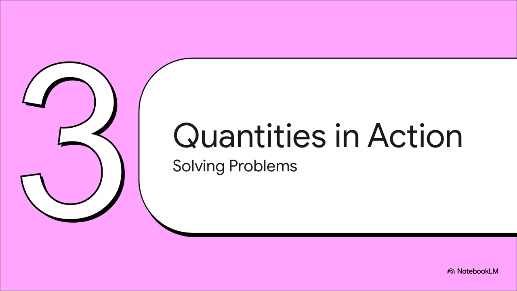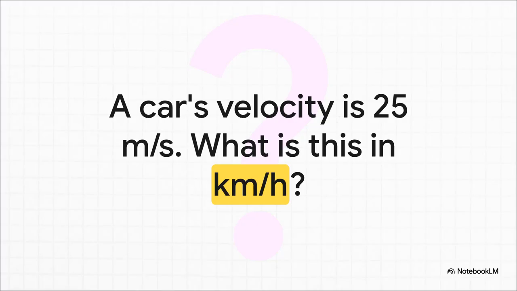All right, enough theory. It's great to know the rules, but let's see how this stuff actually works in the real world. It's time to put these ideas into action and solve a few common problems. Here's a classic one. You're given a speed in meters per second, which is the standard for science, but your brain and your car's speedometer thinks in kilometers per hour. So how do you switch between them? This is a super practical skill you need when you're working with physical quantities.